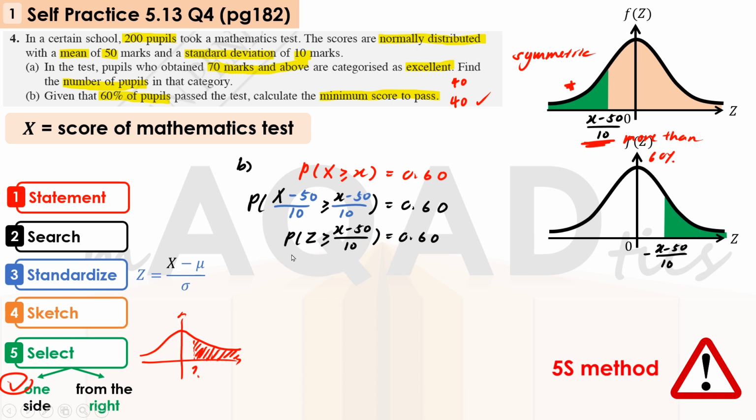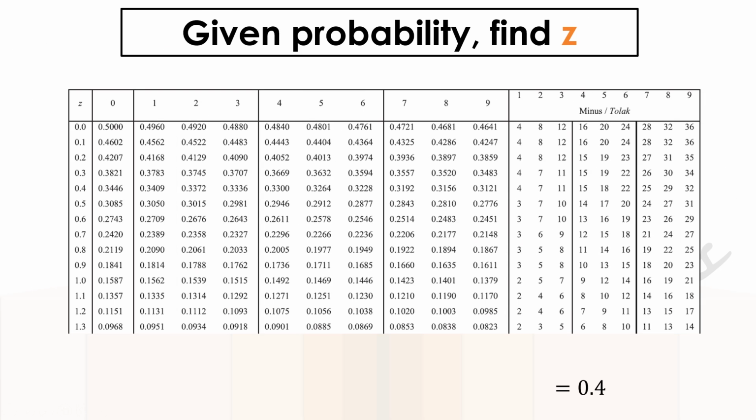So now the probability would be z must be more than this number. Okay, and then the area here, so area we have already changed because the orange area is 60%, so the green area is 1 minus 60%, which is 40% or 0.4. Okay, so now this graph has satisfied. Now let's go to the tables to find the value of z. So our probability is 0.4. We need to find the value of z.